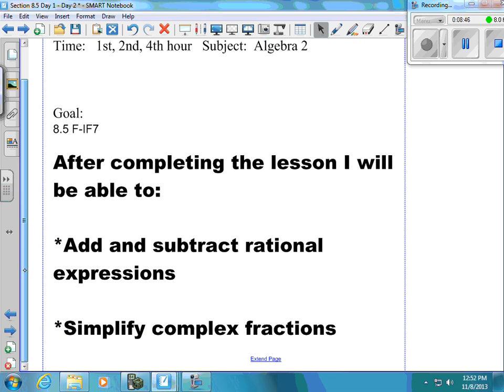So in this lesson, I believe we showed how to add and subtract rational expressions just like adding and subtracting fractions. It's the same idea. And we also incorporated simplifying those complex fractions into the equation as well. So I'll have these notes ready for tomorrow, and see you in the morning.